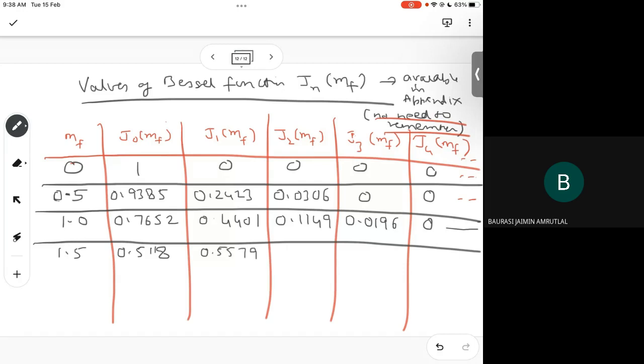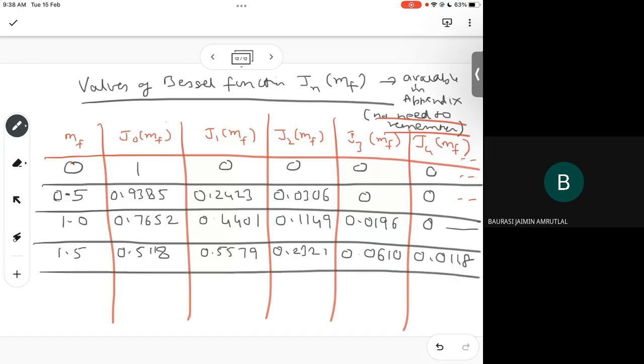0.5579. And this is 0.2321. I am also referring to the table. I could also take 0.0610 and 0.0118 and so on. Let's take one more up to 2.